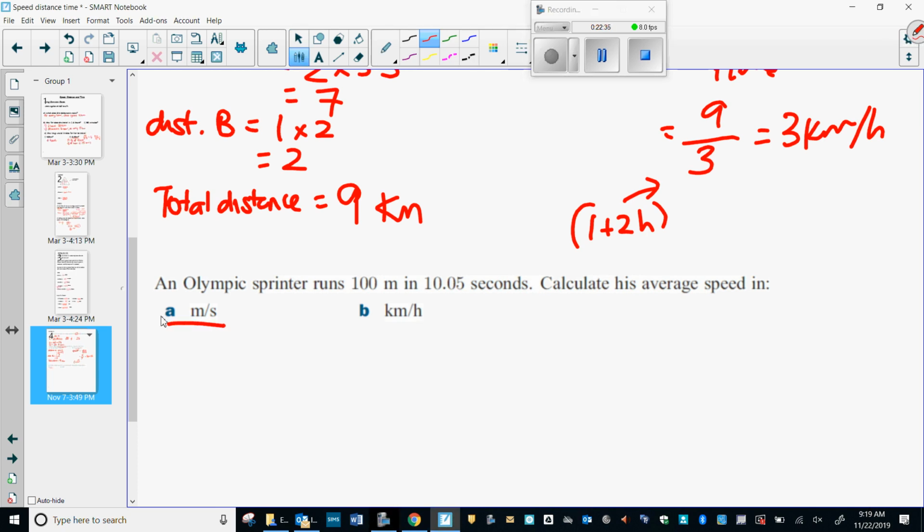So meters per second. We want to know the speed in meters per second. So speed is distance over time.